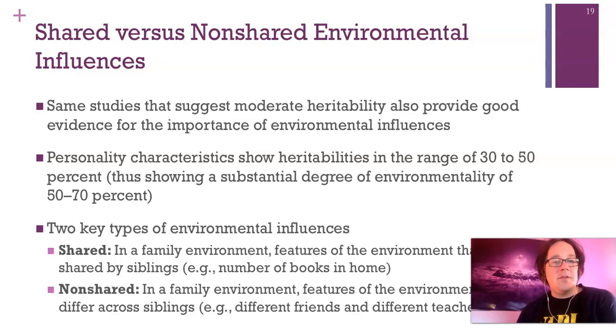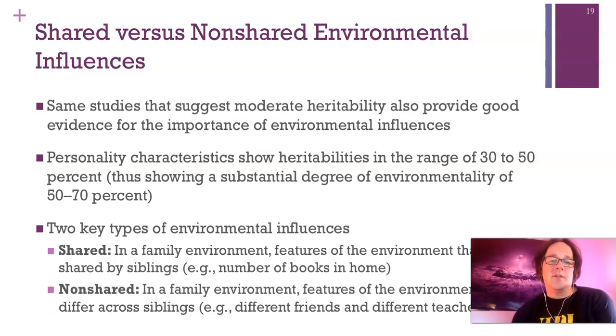So again, there are two types of environmental influences: shared and non-shared. Shared environmental influences are when, in a family environment, there are certain features of the environment that are shared by all the siblings. So an example might be the number of books that are in your home. That's shared between everyone; everyone who's in the house has the same number of books in the home.